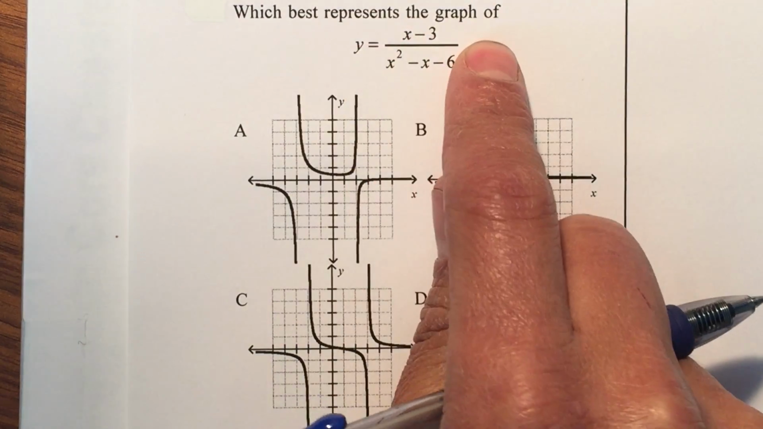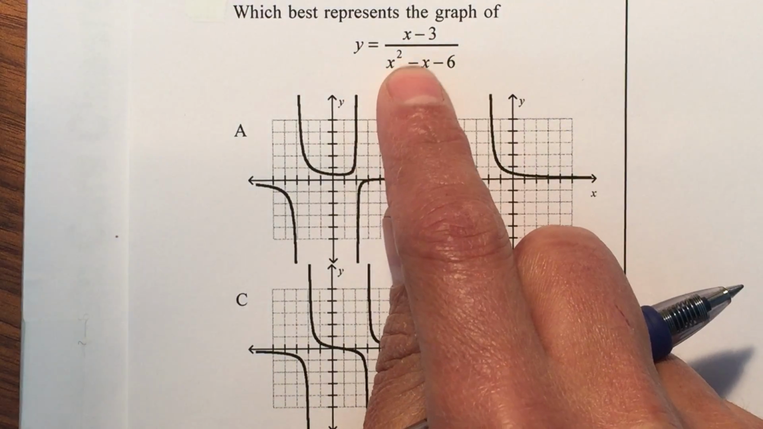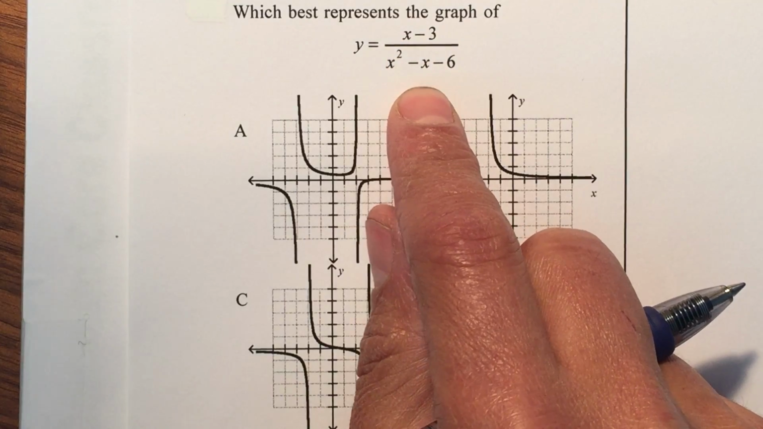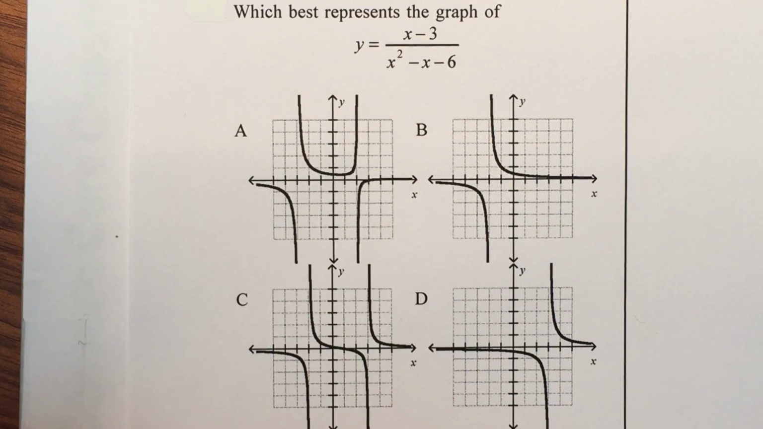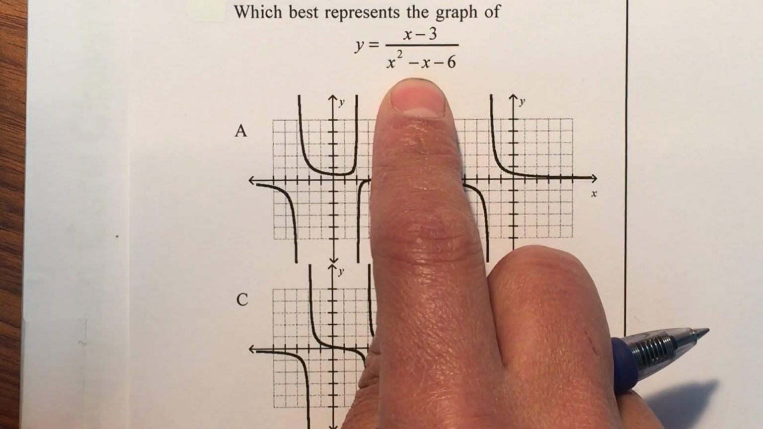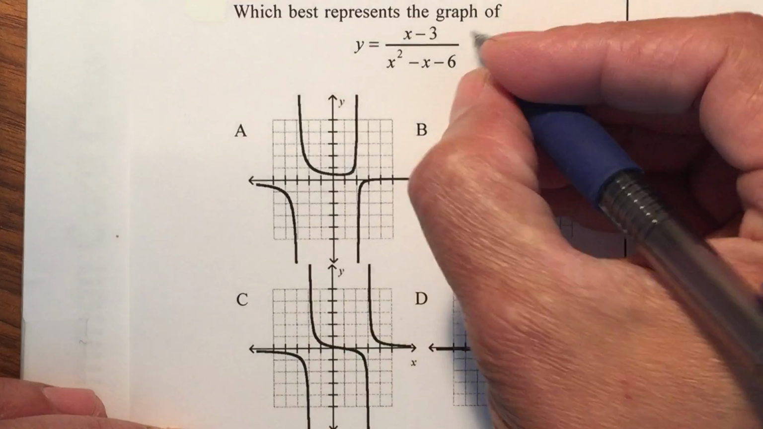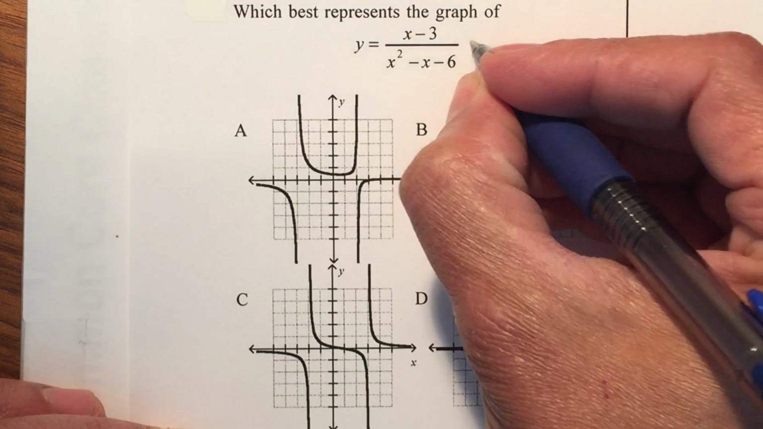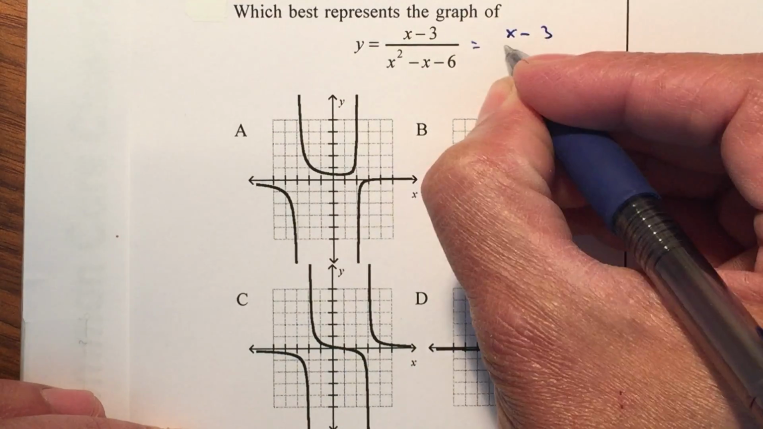Which best represents the graph? And they give you an equation, and we have a rational equation. Now, one of the first things that you want to make sure is that you factor your numerator and your denominator to see if we can simplify it. So we're going to have x minus 3, nothing to do there.